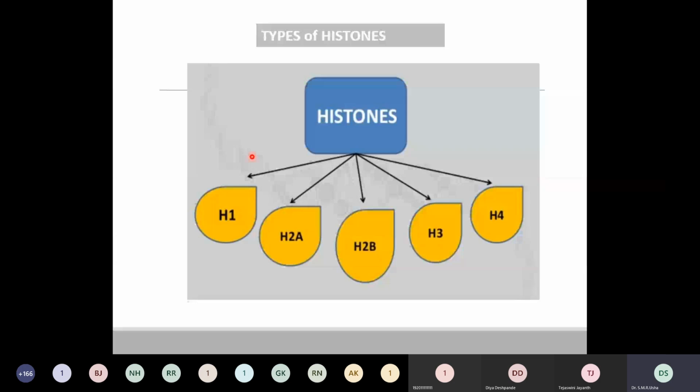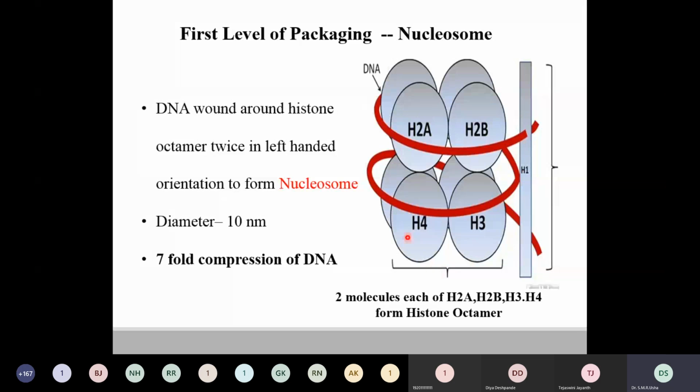Now coming to the types of histones, we have 5 types of histones: H1, 2A, 2B, 3 and 4. Now these 4, 2A, 2B, 3 and 4, are involved in the formation of structures called histone octamers. We will see that in the next slide. There are 4 levels of packaging of the DNA into chromosome.